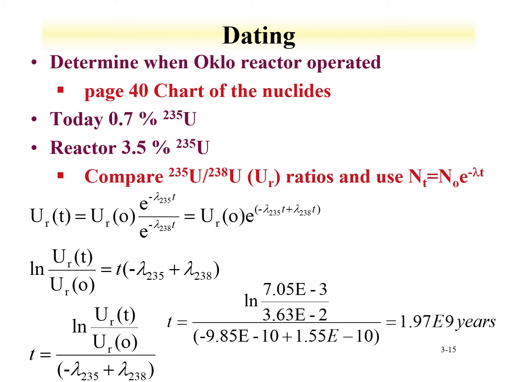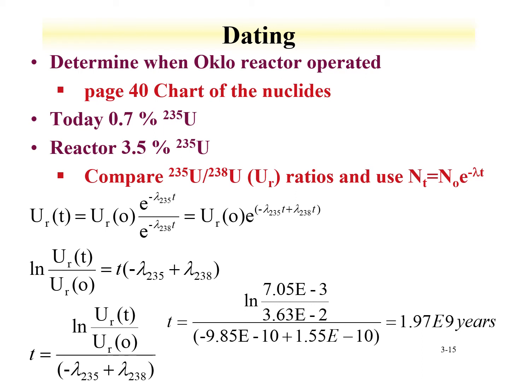So for instance, we can use an example such as the Oklo Reactor. This is provided on page 40 of the chart of the nuclides, with some discussion of the Oklo Reactor, and you can look it up online. The Oklo Reactor was a natural reactor that operated a few billion years ago. So we can use the dating equations that we just provided to get an idea of what would be a reasonable time for that natural reactor to have been fissioning.